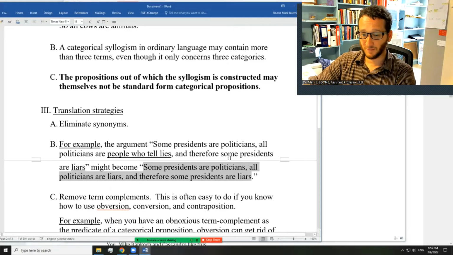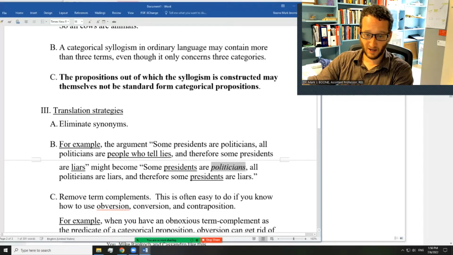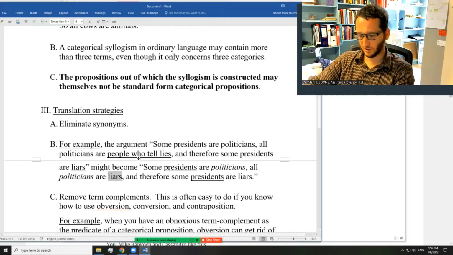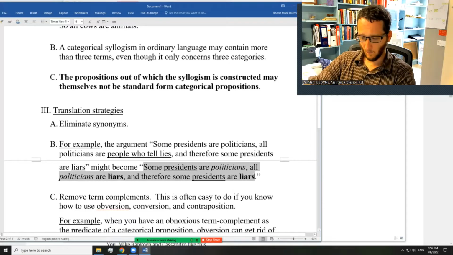Some presidents are politicians. All politicians are people who tell lies, and therefore some presidents are people who tell lies. That will work, it's a little bulky. It's a little better to say some presidents are politicians. All politicians are liars, and therefore some presidents are liars. Now we have our S term, presidents, our P term, liars, and our M term, politicians, which I'm respectively putting in underlining, bolding, and italics. And we only have those 3 terms. Now, this is still not in standard form. Shall we go ahead and put it in standard form, putting it in the right order? Yes, we shall.